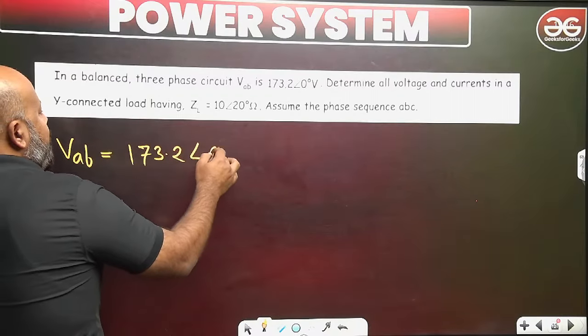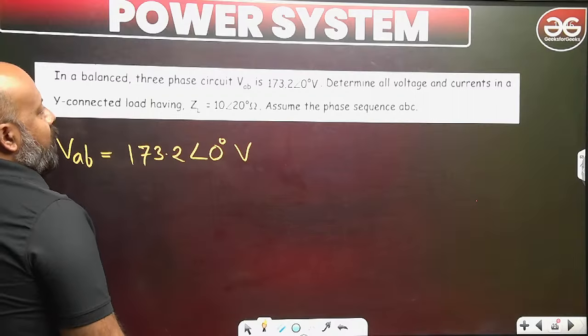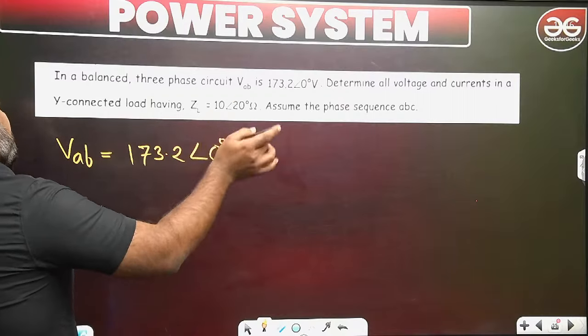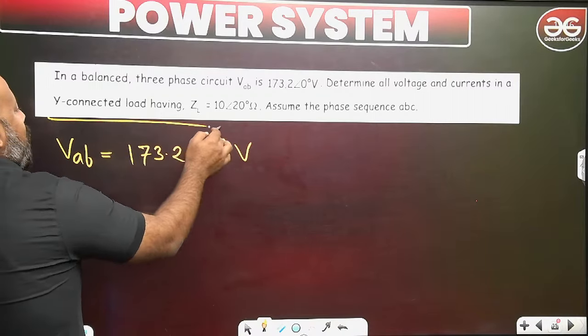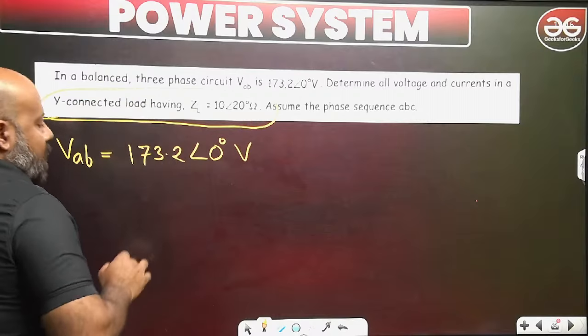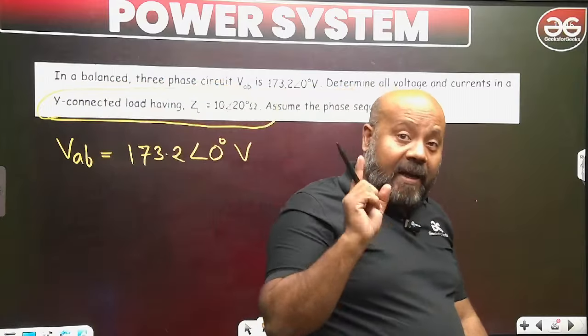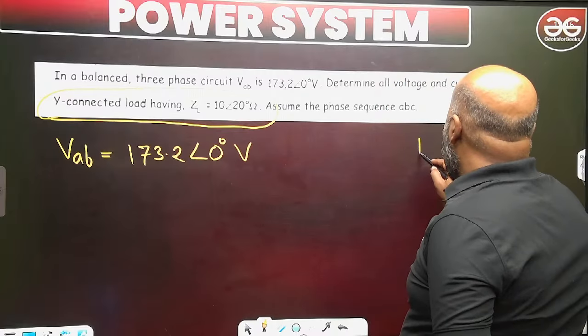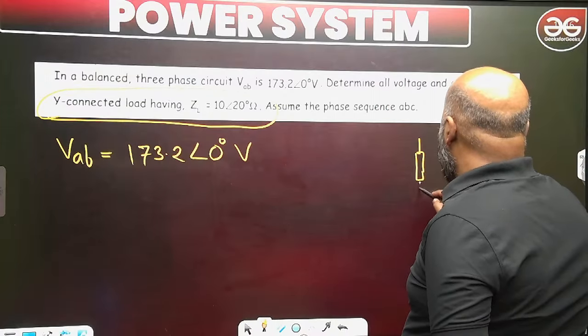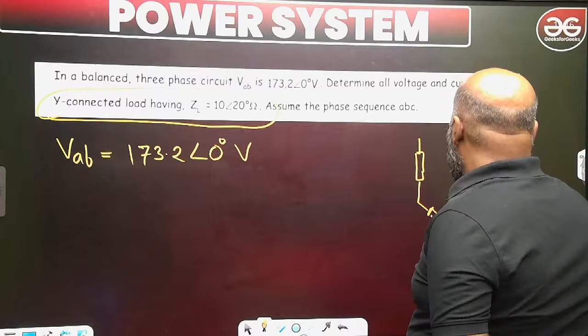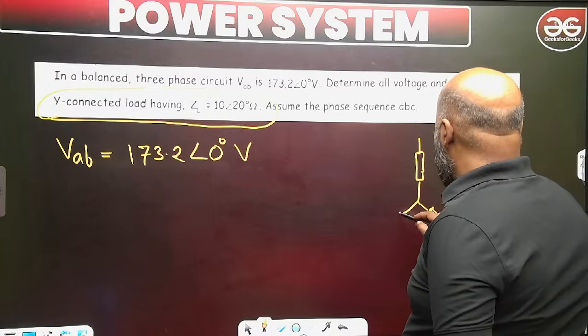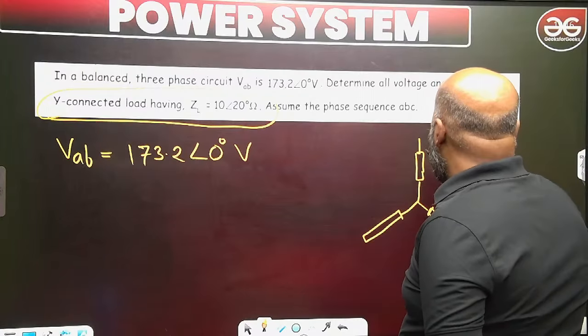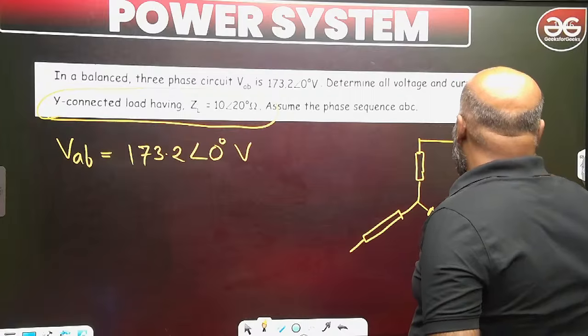VAB is 173.2 angle 0 degree. Voltage is given. Determine all voltage and currents in the star connected load. Very interesting. Star connected load. First thing you understand, yesterday we discussed it, if it is a star connected load, it means what?